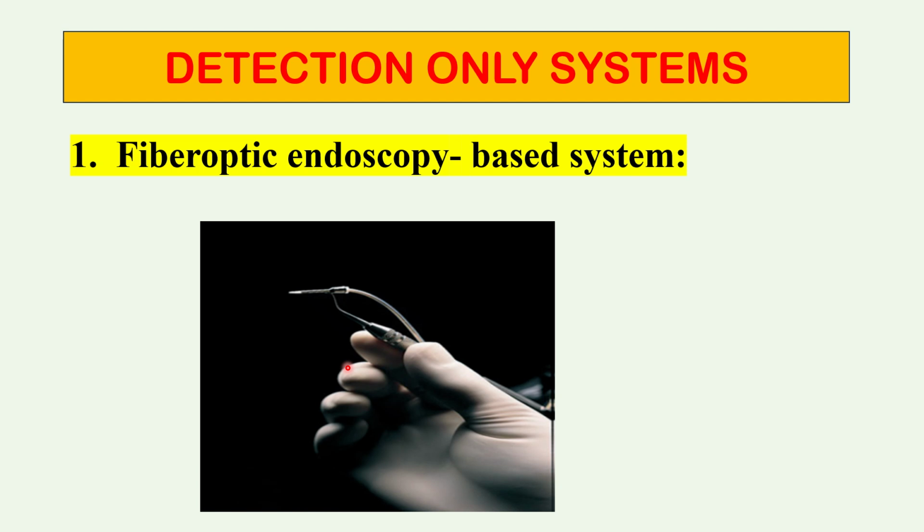So now coming to the systems which are used to detect calculus. The first one is the fiber optic endoscopy based system. It is a minimally invasive periodontal endoscope that enters the periodontal pocket and provides a magnified real-time image of the root surface and shows the presence of residual subgingival calculus.